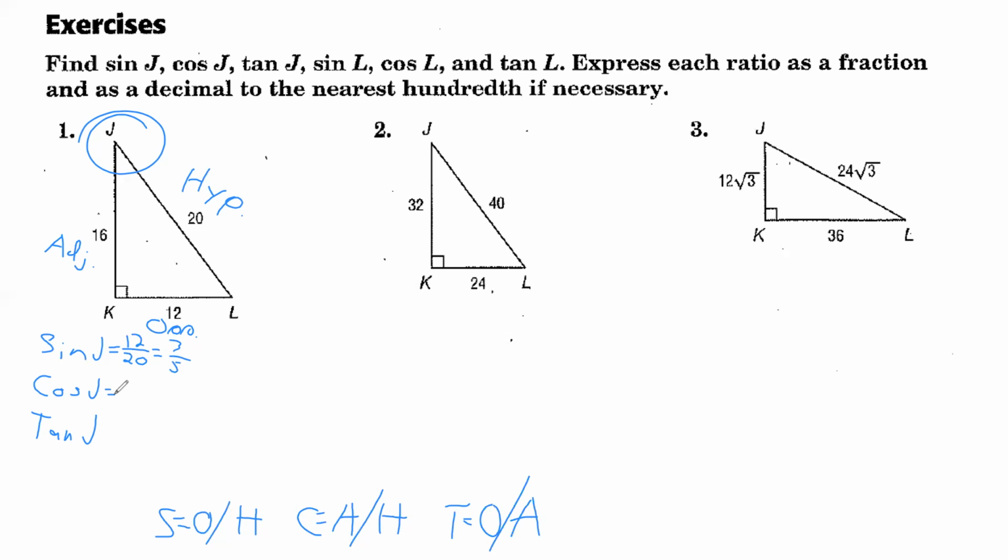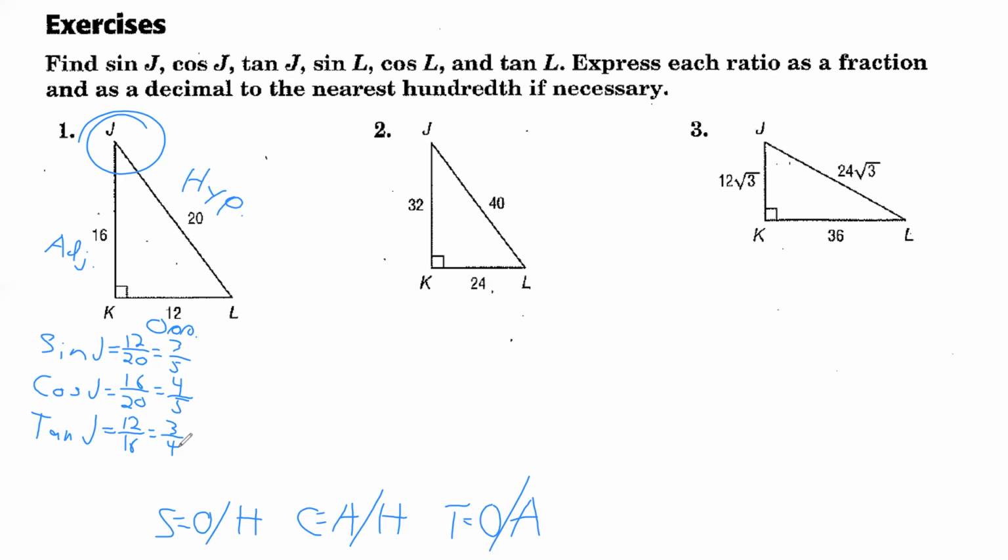What about cosine? What's cosine? So you're right, it is adjacent over hypotenuse, it's A over H, which is 16 over 20. What does that reduce to? 4 over 5. All right, now we have tangent of J. All right, so going off of J, tangent, what are we doing? So O over A, opposite over adjacent, what's the numbers? 12 over 16. Again, that also reduces by 4, to 3 over 4. All right. So we have answers.